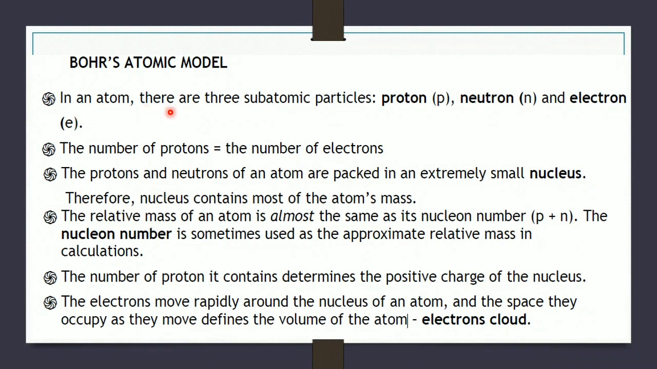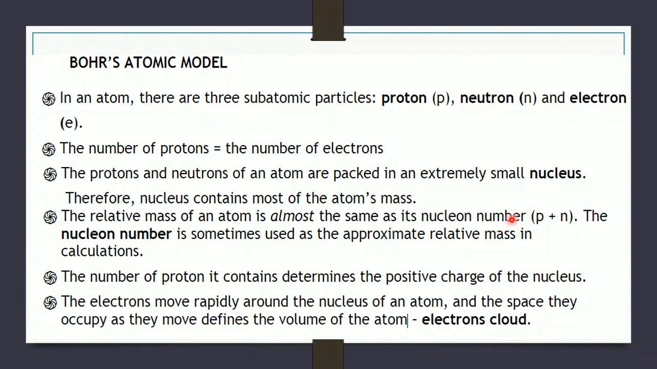In an atom, there are three subatomic particles, which are proton, neutron and electron. In a neutral atom, the number of protons is equal to the number of electrons. The protons and neutrons of an atom are packed in an extremely small nucleus. Therefore, the nucleus contains most of the atom's mass. The relative mass of an atom is almost the same as its nucleon number.